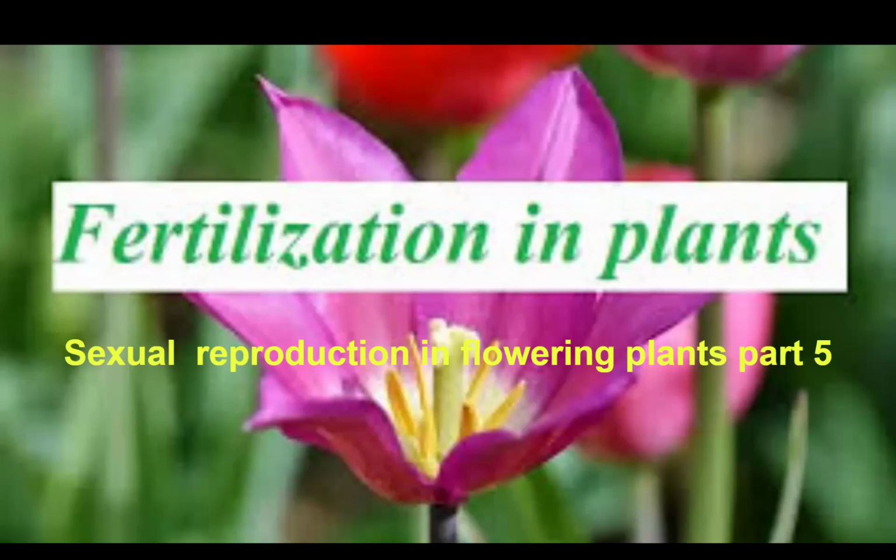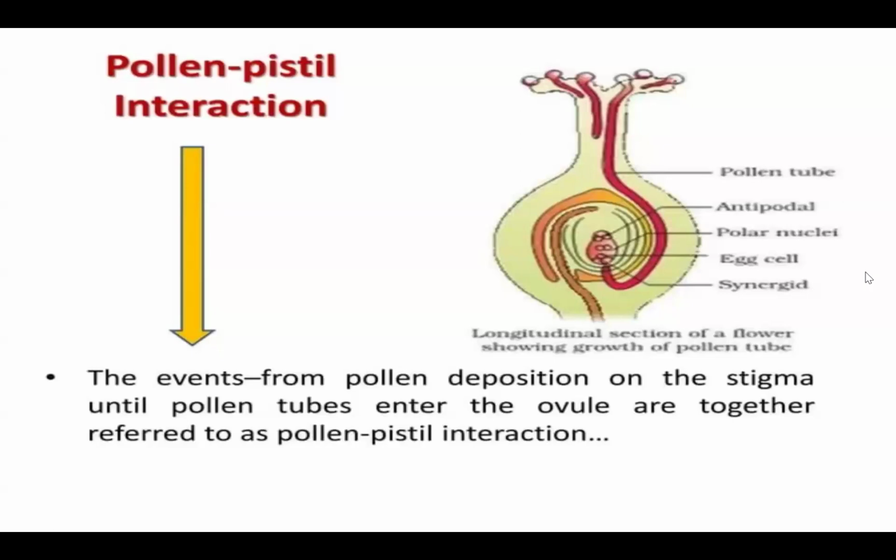microsporogenesis, that is, how microspore mother cells form the pollen grains. And then we have discussed megasporogenesis, that is, how megaspore mother cells form the embryo sac. And then once this is formed, the pre-fertilization has already been discussed, or we have discussed how pollination would occur.